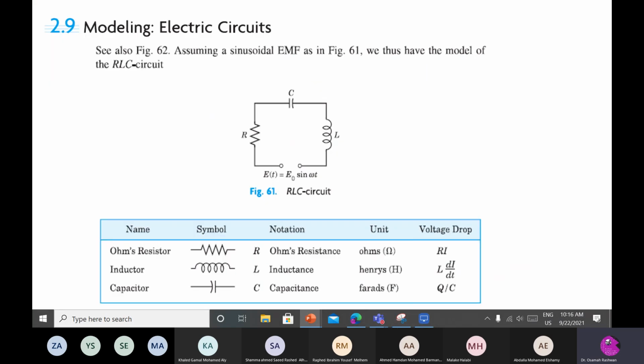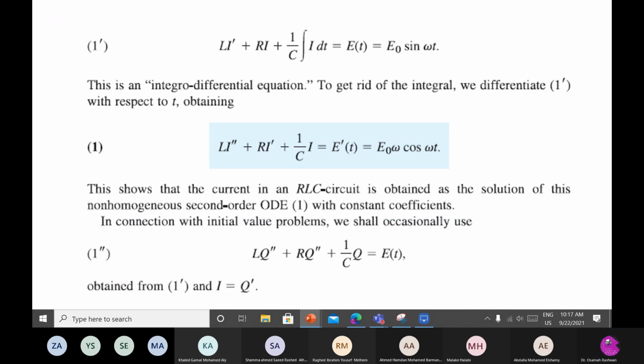And also you have to get the general solution from the YH plus YP. This is exactly what I said. Not only to find the current, you can find the charge also, because you know the relation between the current and the charge. The charge is equal to the integration of the current, or the current is the derivative of, or the rate of change of, the charge, right?